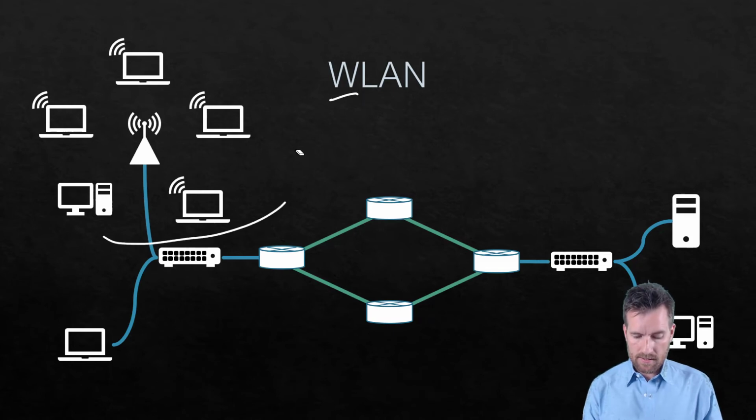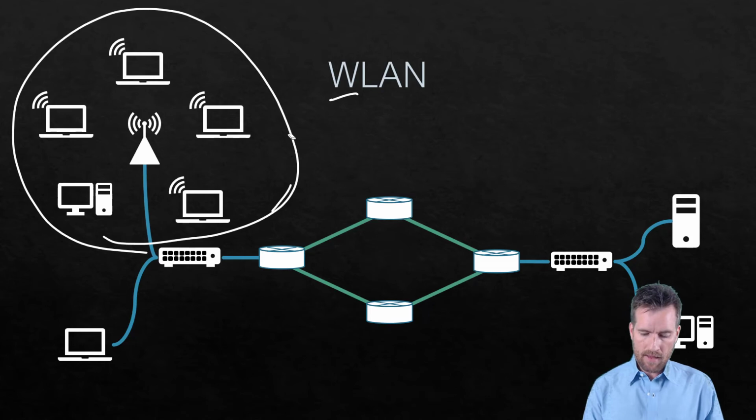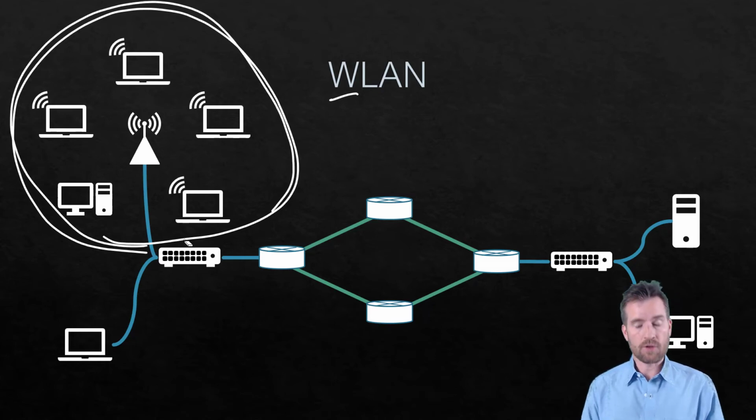A wireless LAN is just a set of wireless devices that are communicating. So here we have a wireless LAN. All those devices are communicating with each other. They're all local, so that's a wireless LAN.